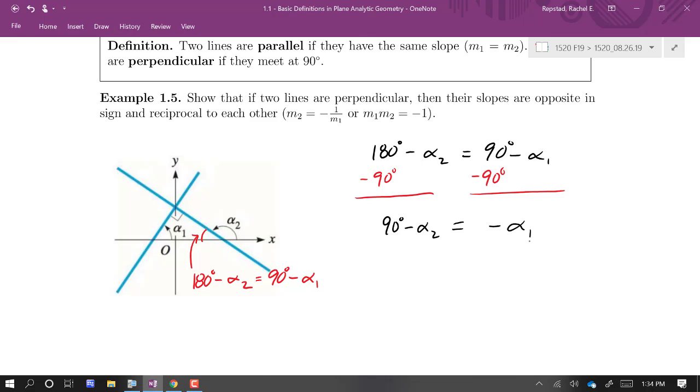Okay, these angles are the same, right? If these angles are the same, then if I take tangent of these angles, I'm going to get the same value. So let's take tan of both sides.